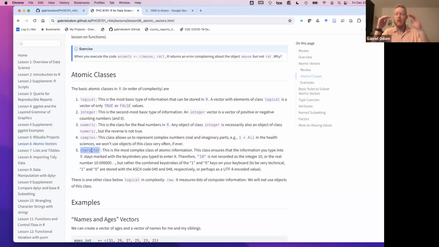So again, for what we're going to use in the health sciences, logical, then integer, then numeric, then character, the four classes of atomic vectors.